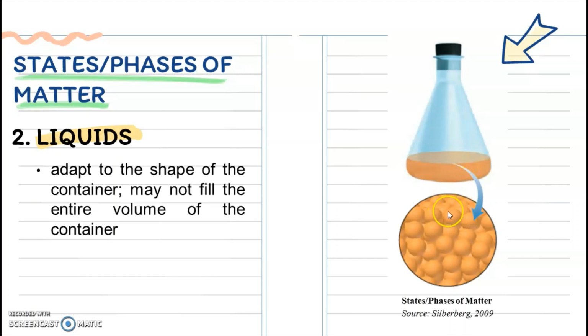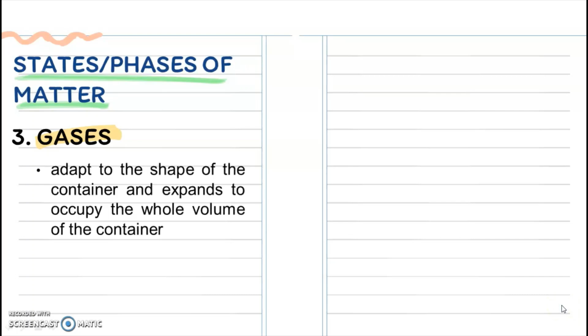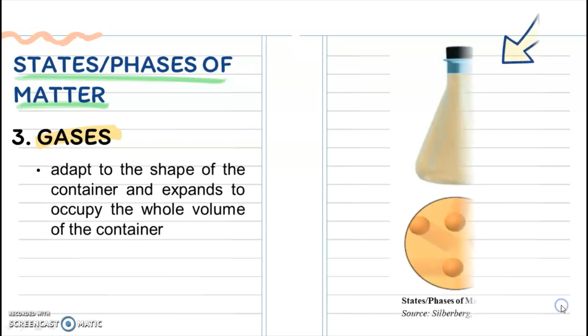Because the molecules of liquid are somewhat loosely packed. Kaya, nagagaya niya yung shape ng container. However, it is strong enough to hold the molecules together. Lastly, we have gases. They adapt to the shape of the container and expand to occupy the whole volume of the container.